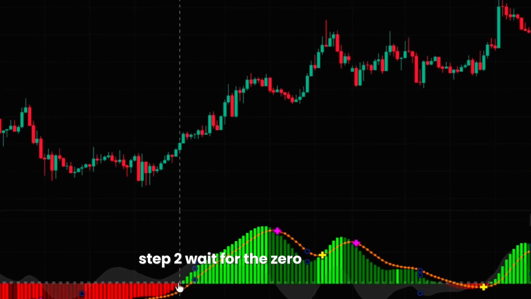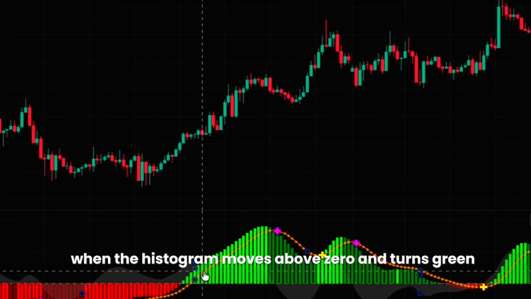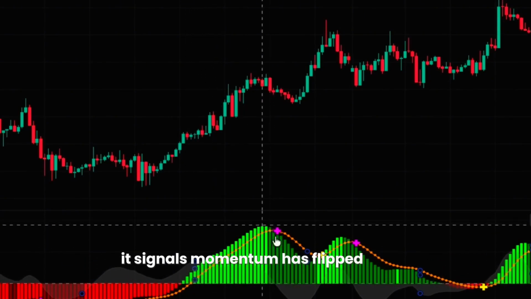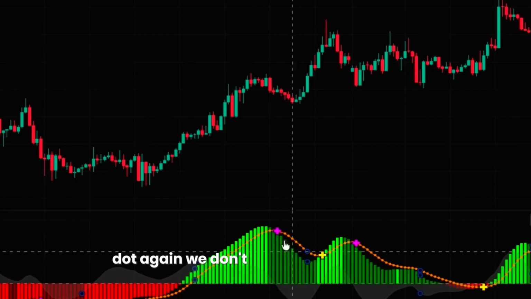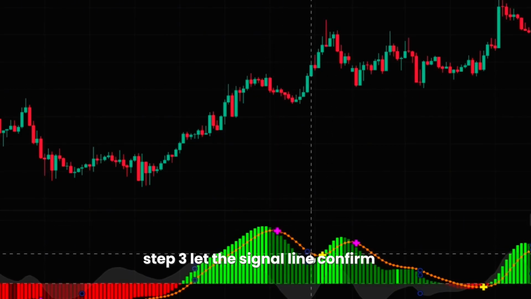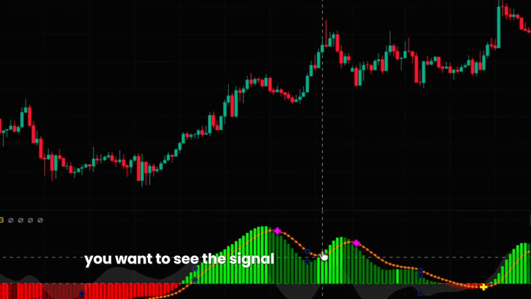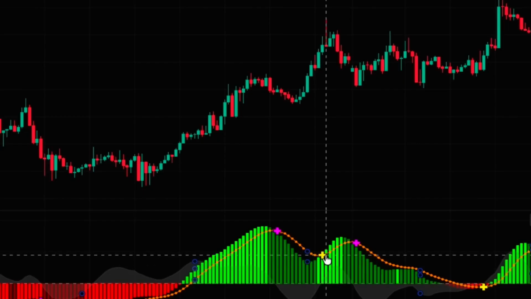Step 2. Wait for the zero-line crossover. When the histogram moves above zero and turns green, it signals momentum has flipped positive. Again, we don't rush the entry right there. Step 3. Let the signal line confirm. After the histogram moves above zero, you want to see the signal line also push above zero to confirm the shift has followed through.